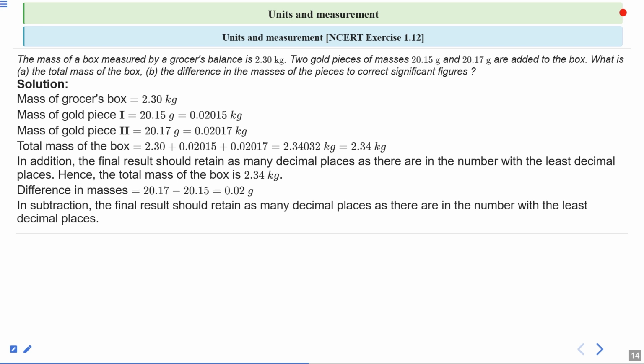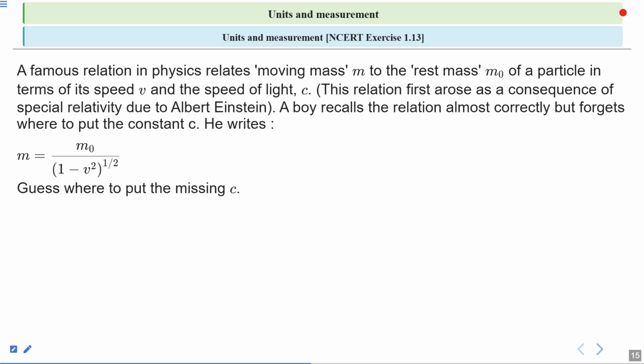So let's go to the next question. This is 1.13. A famous relation in physics relates moving mass m to the rest mass m0 of a particle in terms of its speed v and speed of light c. This relation first arose as a consequence of special relativity, due to Albert Einstein, who discovered special relativity.